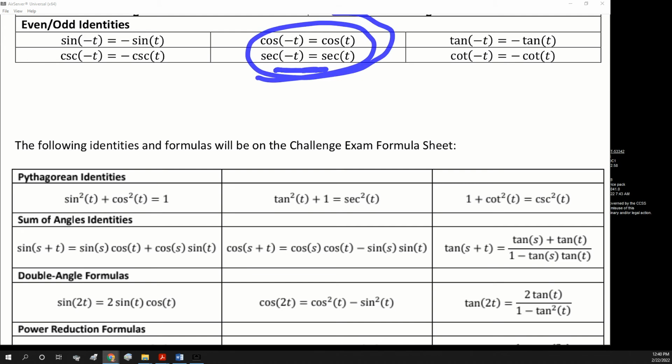So on an even function, if you put a negative angle in, then it's the same as the positive. So that means the cosine of negative 30 degrees is exactly the same as cosine of positive 30 degrees. And then the odd functions, when you put a negative angle in, it's just the opposite of what it is of the positive angle. So the sine of negative 30 degrees is negative sine of positive 30 degrees.